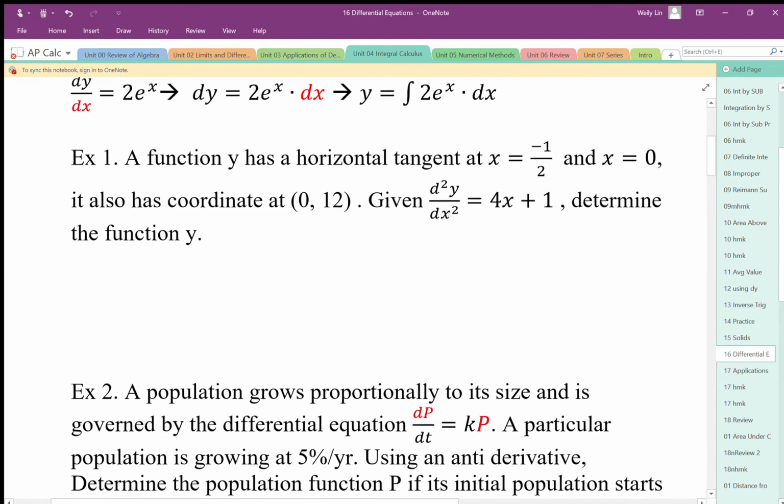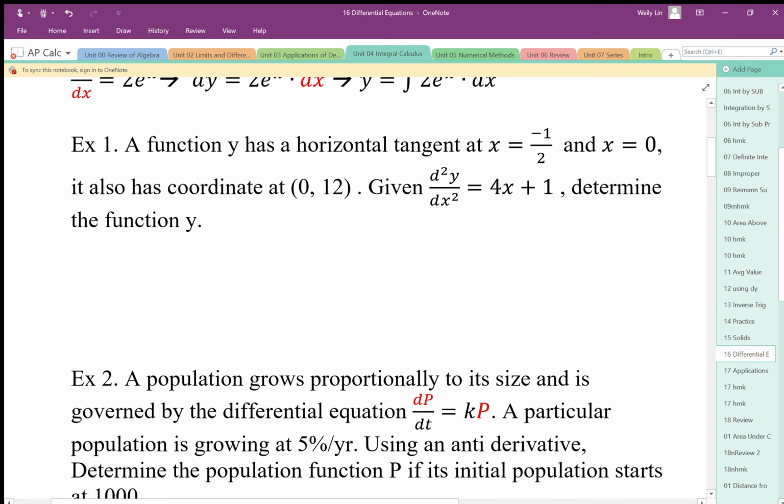So let's take a look at this problem here. We have a function y that has a horizontal tangent at x equals -1/2 and x equals 0. So we basically have a min or max at those points. It has a coordinate at (0, 12), which means the y-intercept is 12. It also has the second derivative. This is a differential equation for the second derivative equal to 4x plus 1. We want to determine the function y.